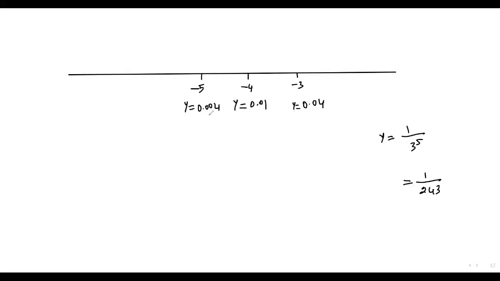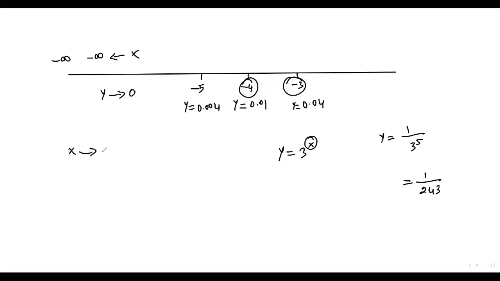0.004. So when I take some large negative value for x in this function, y equals 3 to the x power, y is getting smaller and smaller. Here the extreme value on the left side is -infinity. So when x approaches -infinity, y approaches what? y becomes smaller and smaller, because when I take x equals -3 it's 0.04, when I take x equals -4 it's 0.01, and when I take x equals -5 it's 0.004. It's too small. So when x approaches -infinity, y becomes smaller and smaller. That is, y approaches 0.